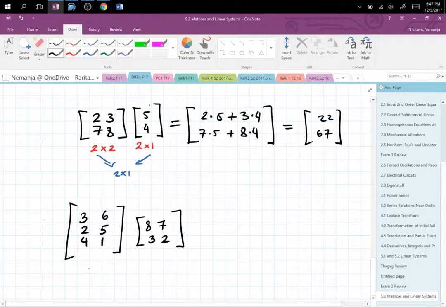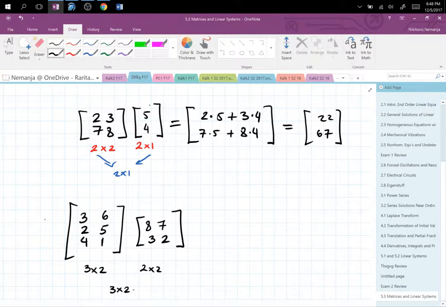The input matrix has 3 rows and 2 columns. The other one is 2 by 2. So we see that the inner ones are the same, which was the requirement. The result must be a 3 by 2 matrix. That's what the result is.